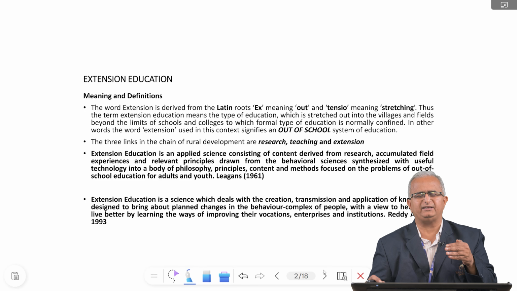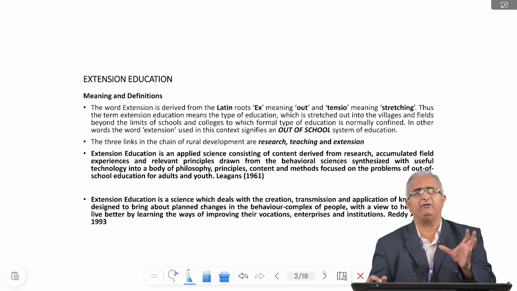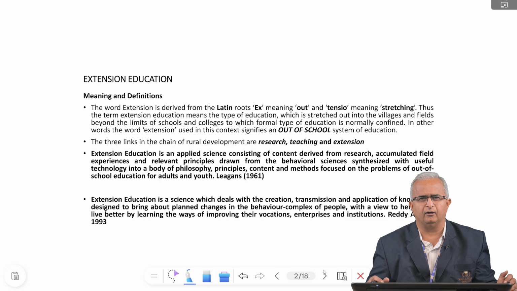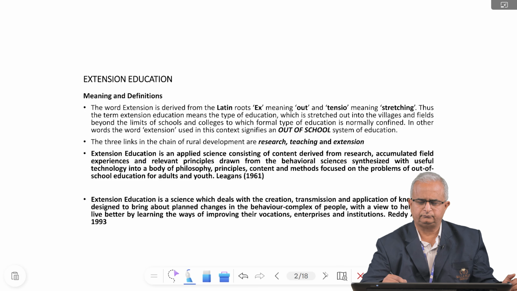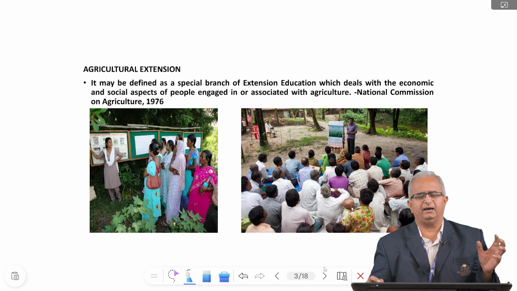That means step by step, our behavior will be modified. Education is nothing but behavioral modification, bringing behavioral changes in the learner. Here, there is one more definition regarding agricultural extension as a part of it.